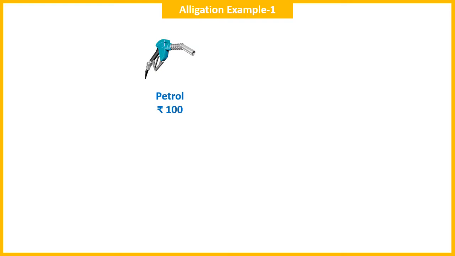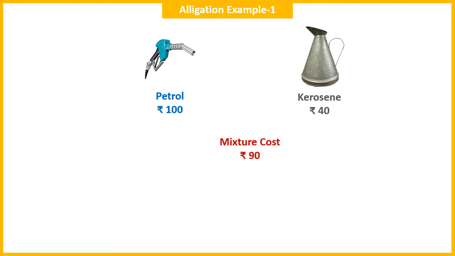A petrol pump owner is buying petrol for 100 rupees a liter, but he is adulterating that petrol by mixing kerosene in it, which costs 40 rupees a liter, because he wants to bring down the price of petrol from 100 rupees a liter to 90 rupees a liter to make a profit.